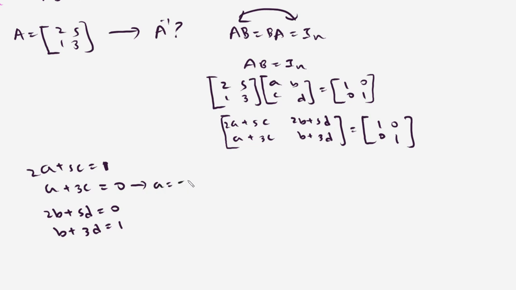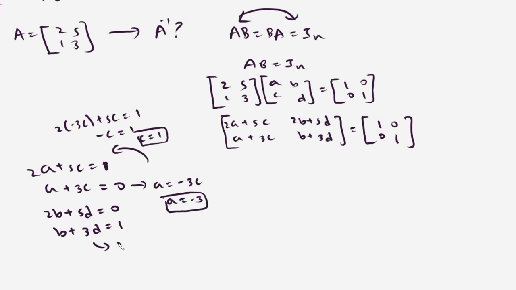So A will be equal to minus 3C. If I feed this into the first equation, then 2 times minus 3C plus 5C will be 1. So minus C will be 1, so C will be minus 1. So if C is minus 1, then A is 3.